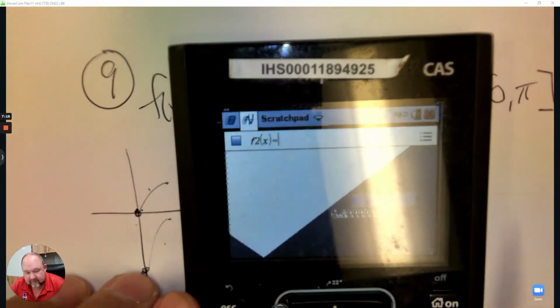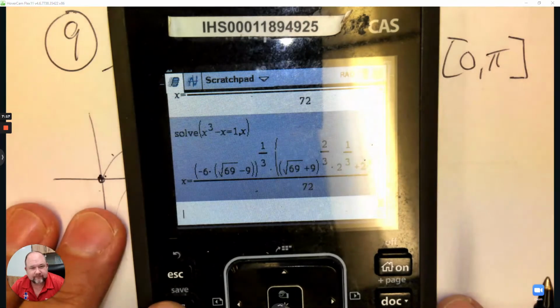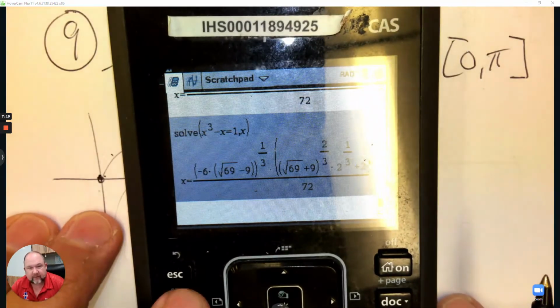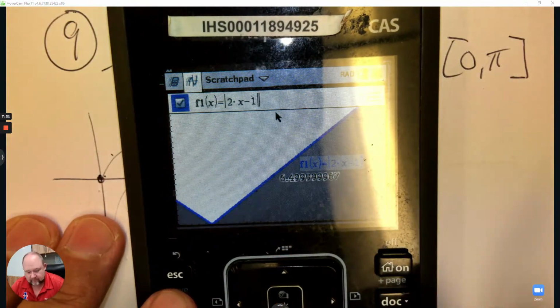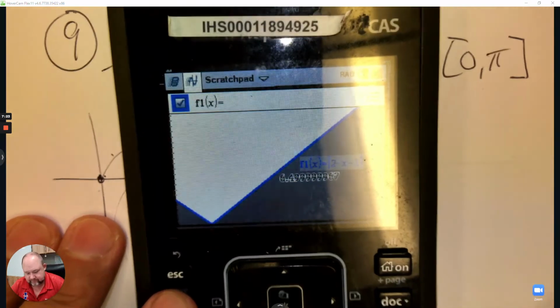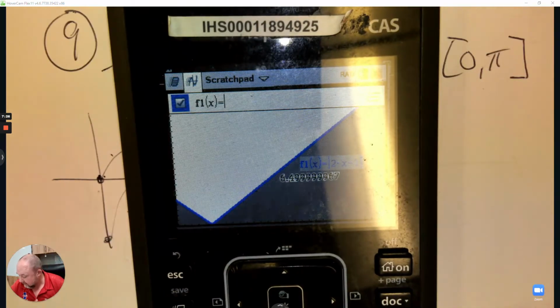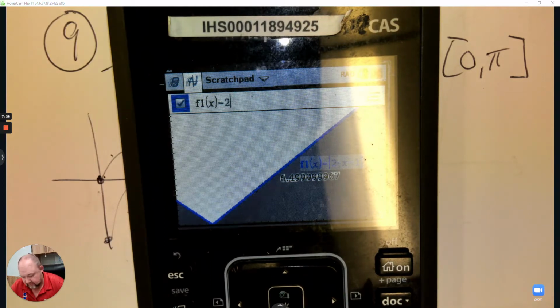So how would I do that? Let's look here at the graph. Erase this. And so the first function I'm going to type in is 2 sine x.